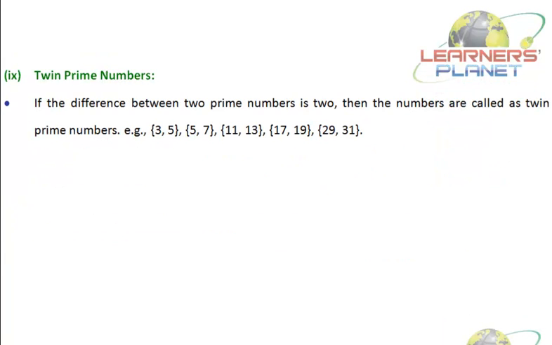Now we see what twin prime numbers are. If the difference between two prime numbers is 2, then these are called twin prime numbers. So it's 3, 5; 5, 7; 11, 13; 17, 19; 29, 31. Maybe other examples are there. So 3 is prime over here, 5 is also prime over here, and the difference between these two primes is 2 only. So these are known as twin prime numbers.